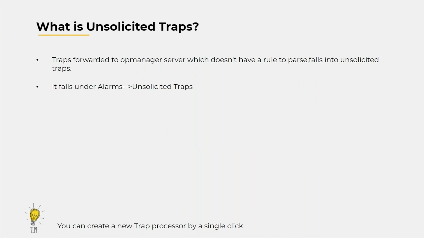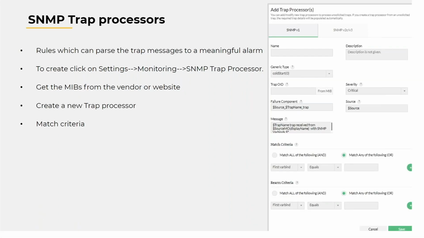There is an additional trap that we receive, the unsolicited trap, which means the traps forwarded to OpManager that don't have any proper rule set to listen to the incoming trap, we categorize them as unsolicited traps. Similarly, under the SNMP trap processor, we have various options, or I would say various features, in order for you to create a proper trap processor.